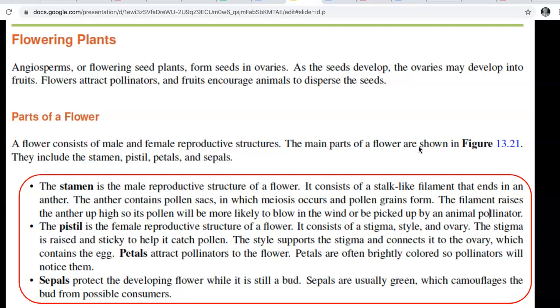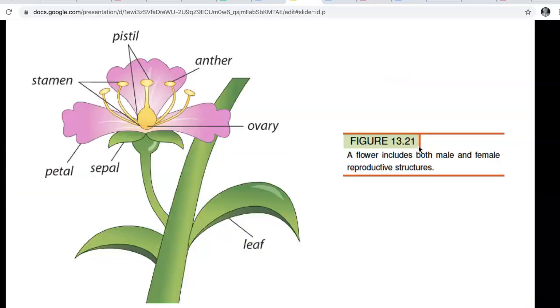And then flowering plants. We talked a little bit about flowering plants when we talked about Gregor Mendel. And Mendel knew that there was a male and female part to the plant. Stamen is the male part and pistil is the female part. And make sure you read about these, remind yourself of those, we'll have that.